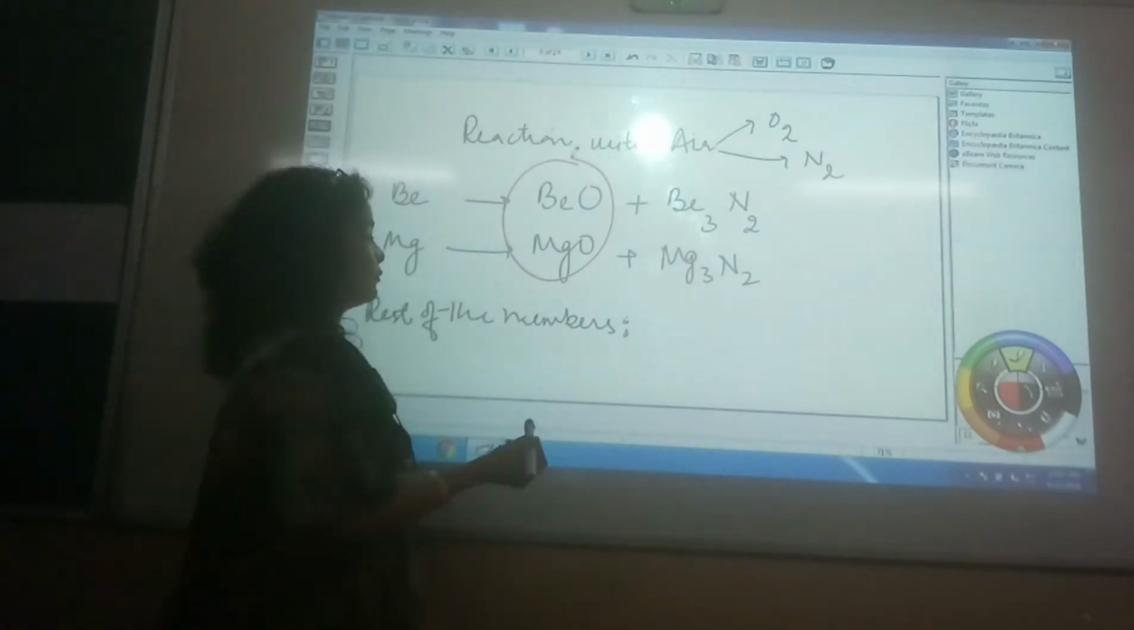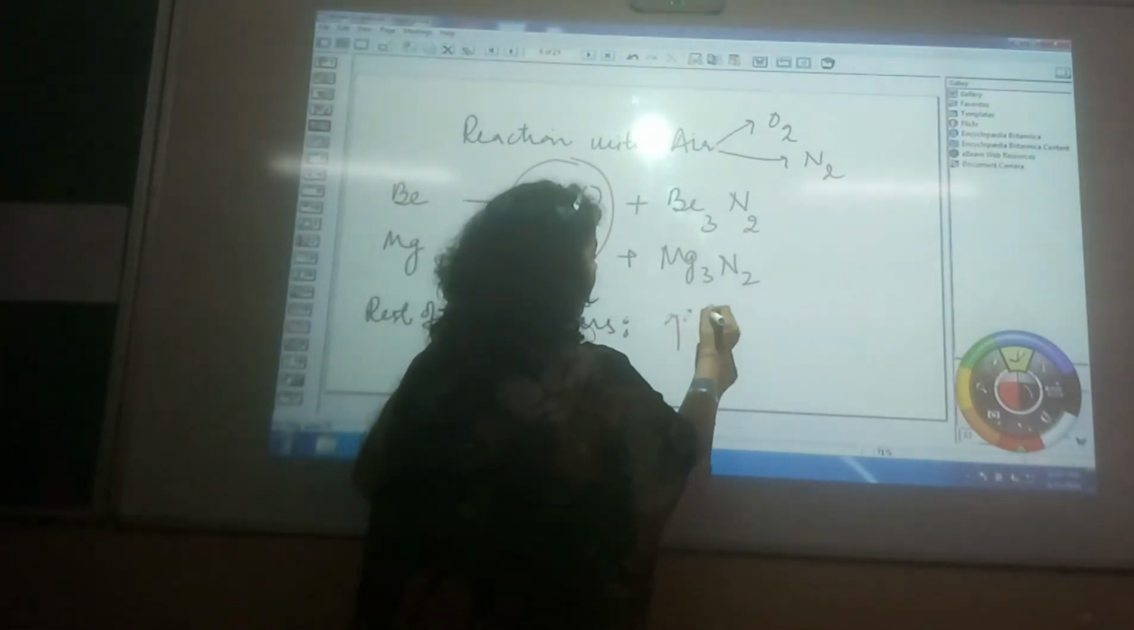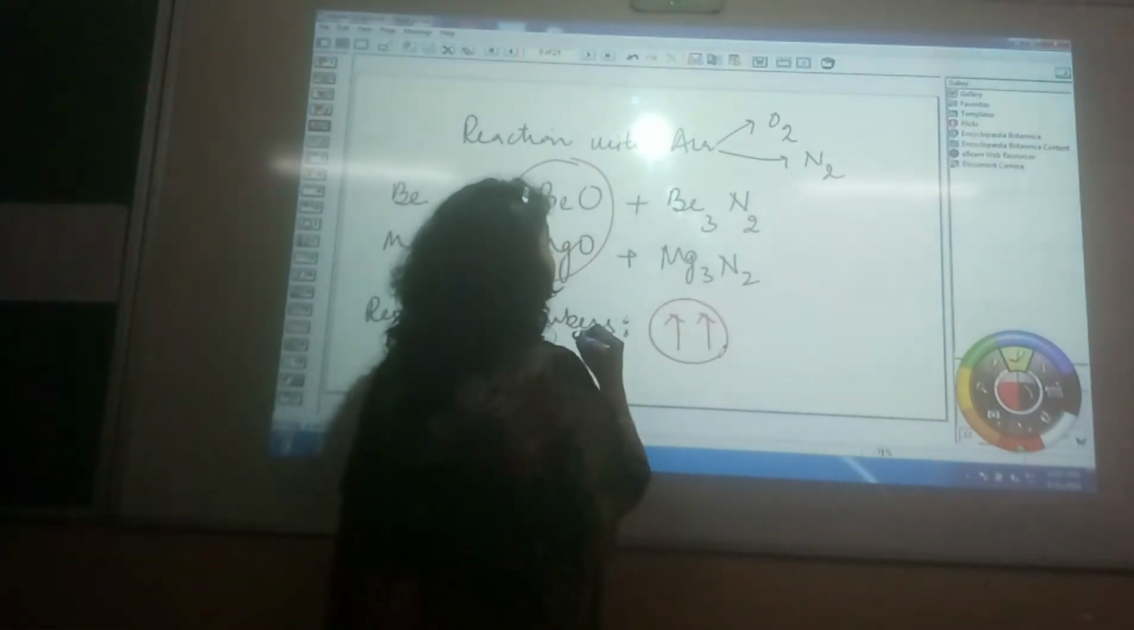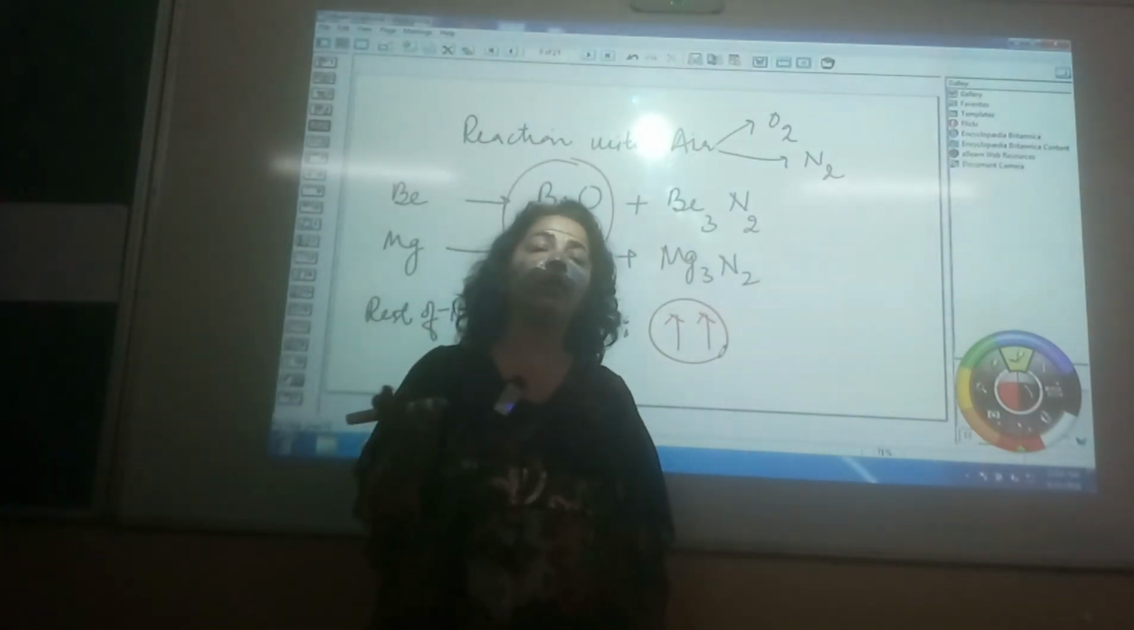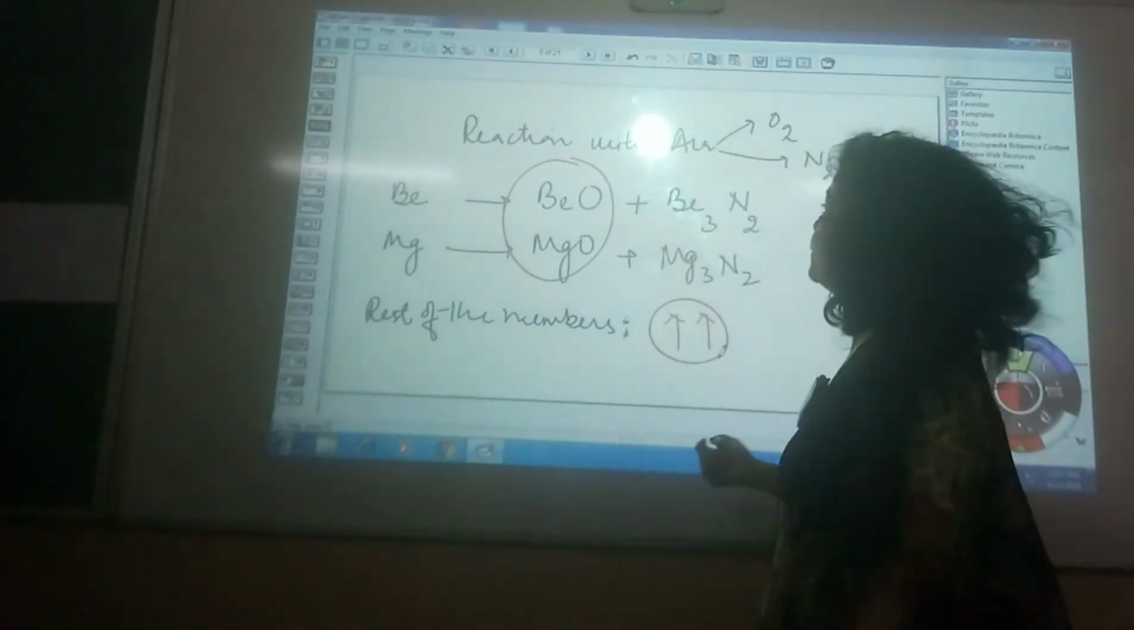The rest of the members, if we talk, they have a higher reactivity. The reason is their ionization energy is low. They can easily lose their electron and combine with the oxygen.